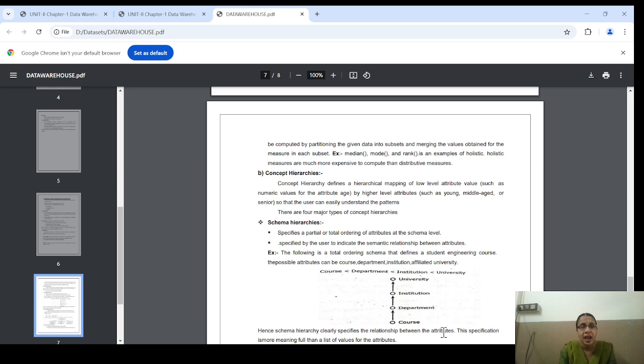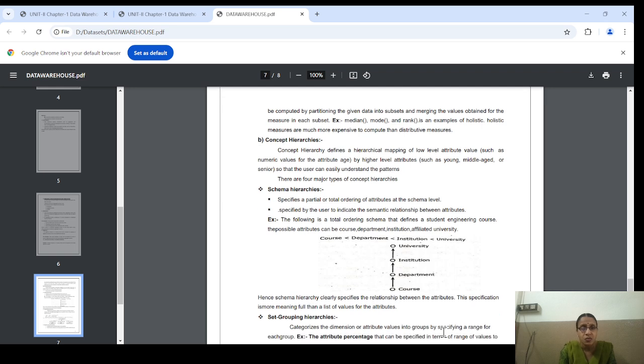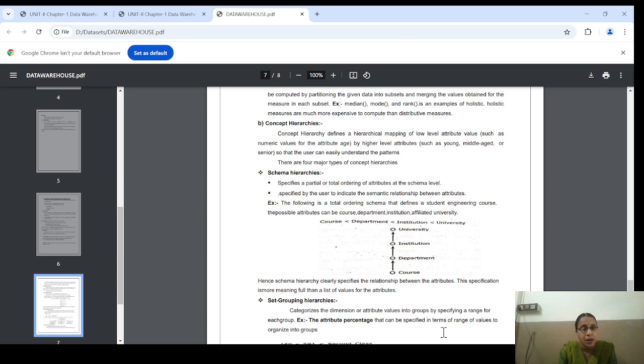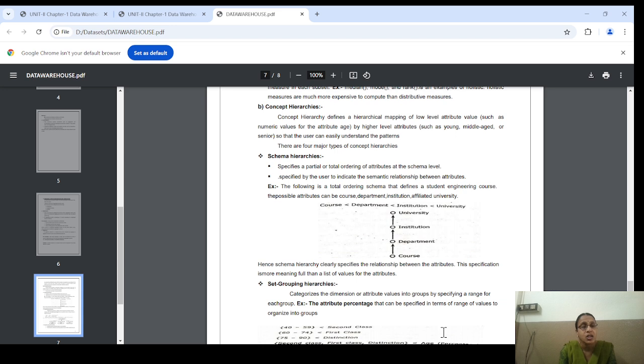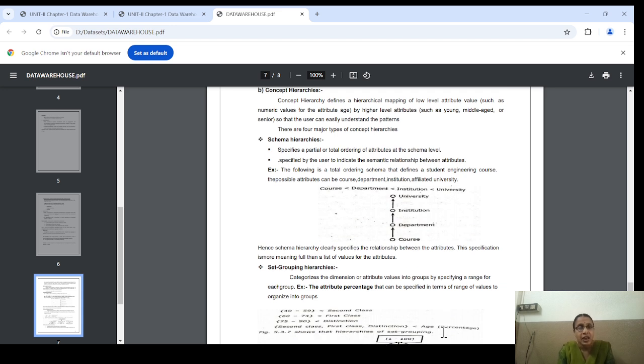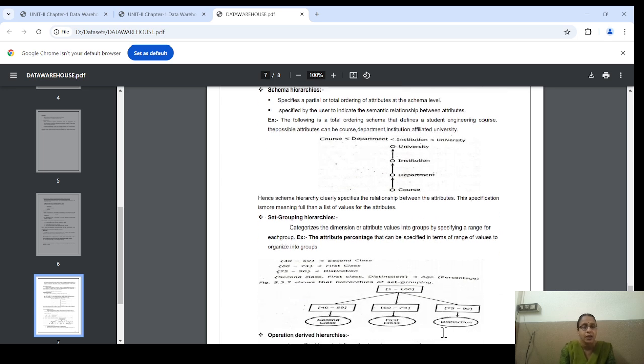Concept hierarchies are defined as a hierarchical mapping of low-level attributes into high-level attributes. There are four major types of concept hierarchies. One is schema hierarchies. Schema hierarchies specify a partial or total order of attributes at the schema level, specified by the user to indicate the semantic relation between attributes. Here we take the example of a student engineering course. The possible attributes can be course, department, institution, and affiliated university. Here the schema hierarchy clearly specifies the relation between attributes. These specifications are more meaningful than a list of values for the attribute.